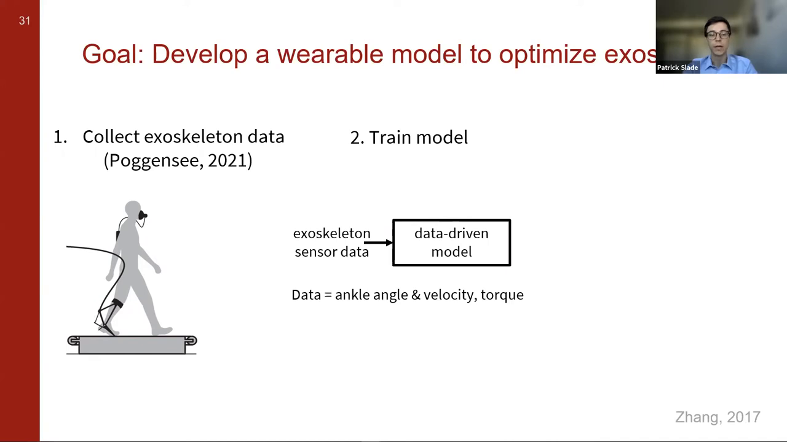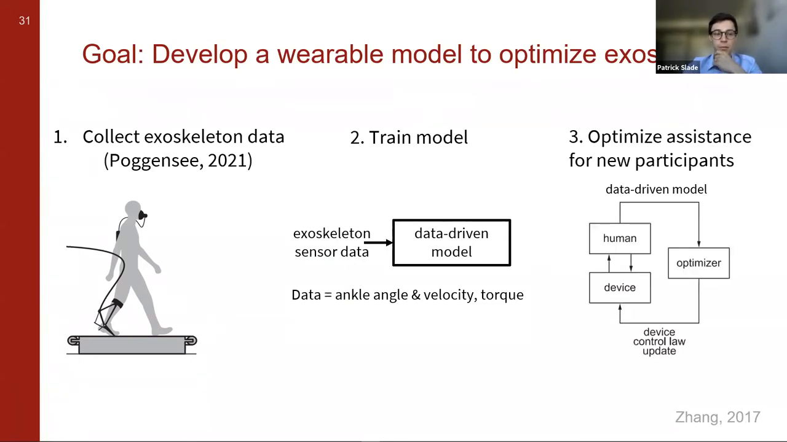The second is to train our model. So like before, we're going to input some sensor data. Here, it'll be exoskeleton-specific sensor data consisting of ankle angle, velocity, and torque. And we'll pass that into our data-driven model. Notice that we're not going to estimate energy expenditure this time, and we'll talk a bit more about that in a minute. We're going to do something slightly different.